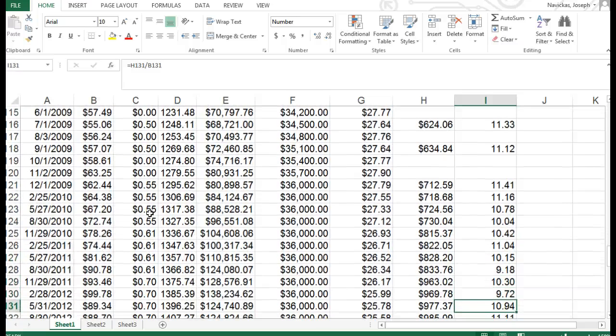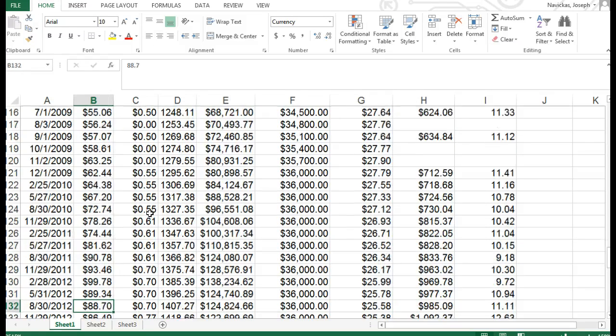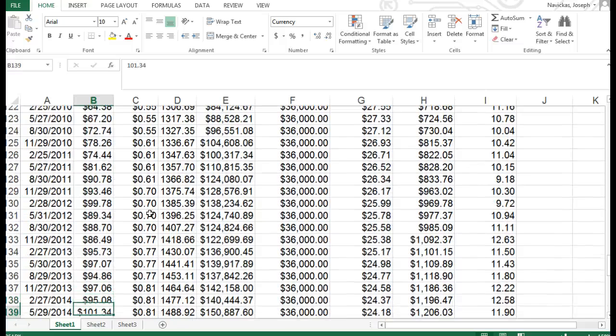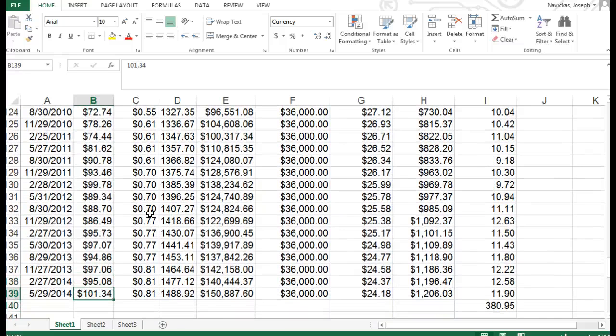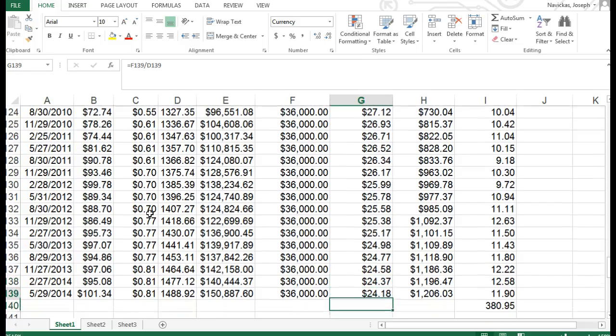And as we get down, you can see the stock price is going further and further higher. Now the share price of the stock is up to $101 a share. Our average price is still at $24.18. The reason it's falling here is that I'm basing the average share price only off of the money that I actually invested out of my pocket, which was $36,000. All those dividends I received that I reinvested, I'm not counting, because that's just the benefit of holding the stock.